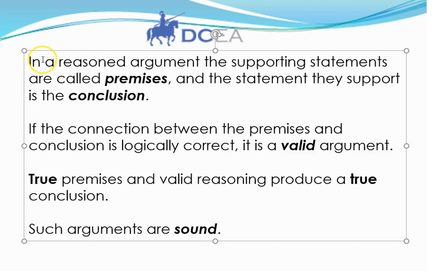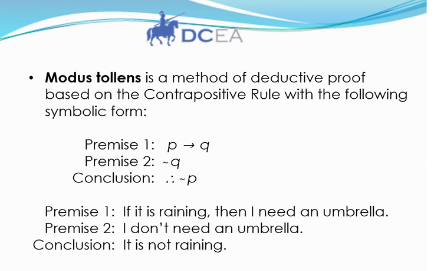In a reasoned argument, the supporting statements are called premises, and the statement they support is the conclusion. If the connection between the premises and the conclusion is logically correct, it's a valid argument. True premises and valid reasoning produce a true conclusion. When we have true premises and a true conclusion with valid reasoning, we call those arguments sound arguments. Modus tollens is a method of deductive proof based on the contrapositive rule.